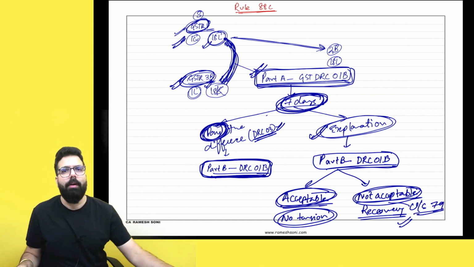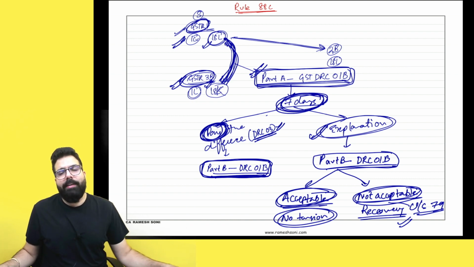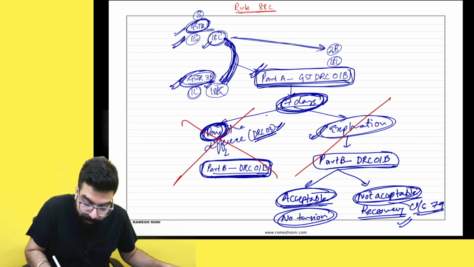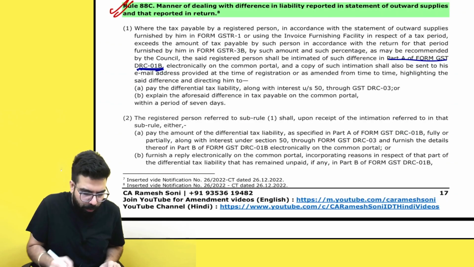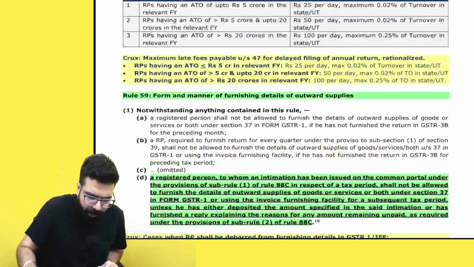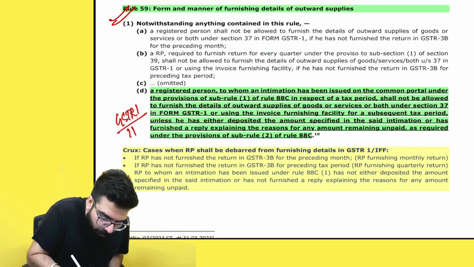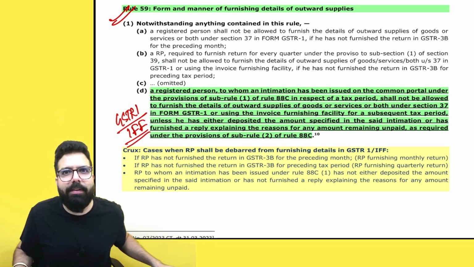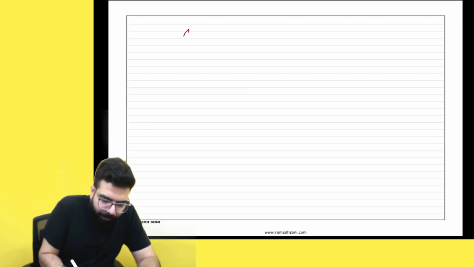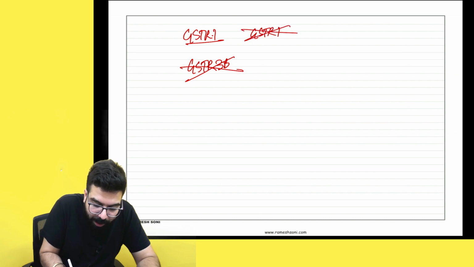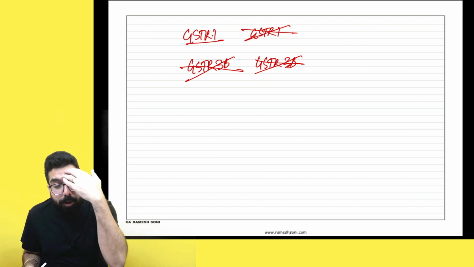You know what? Sir, why did you teach us rule number 88C? Listen, if you don't comply with rule number 88C, meaning you did not pay and you did not give an explanation also, you know what they will do? In your return chapter, they will block your GSTR 1 or invoice furnishing facility. Sir, if I can't file GSTR 1, what will happen? If you can't file GSTR 1, you can't file GSTR 3B also. Next GSTR 1 and next GSTR 3B also you can't file. Everything will get blocked. You will not be able to comply with the returns.